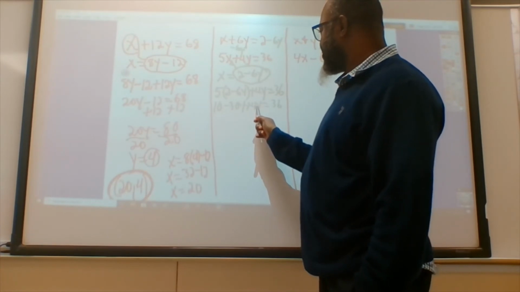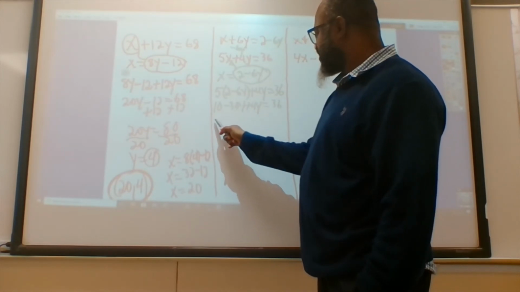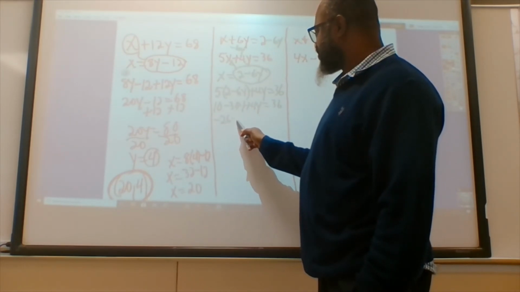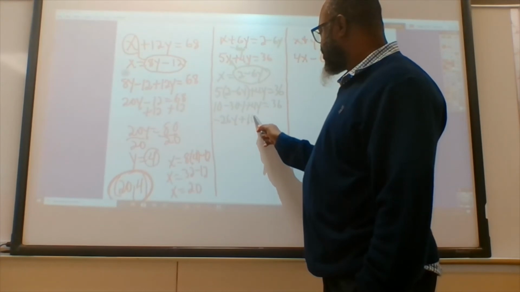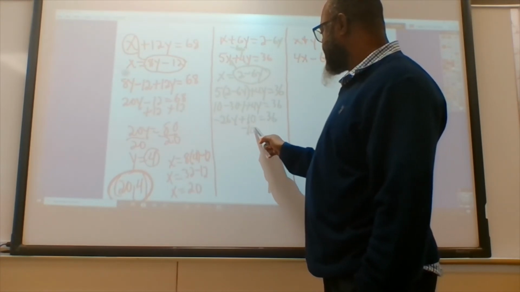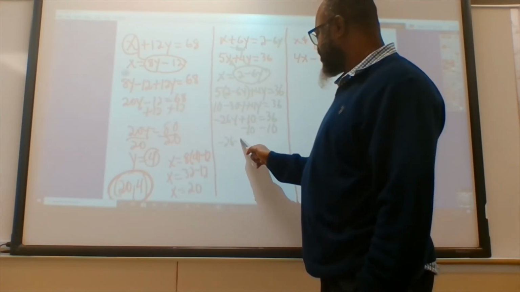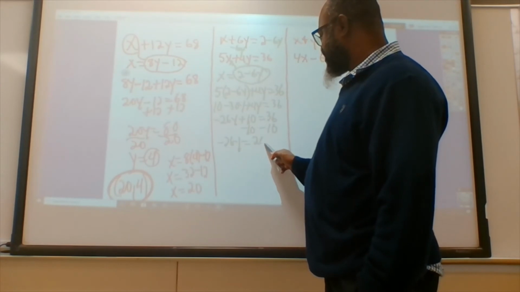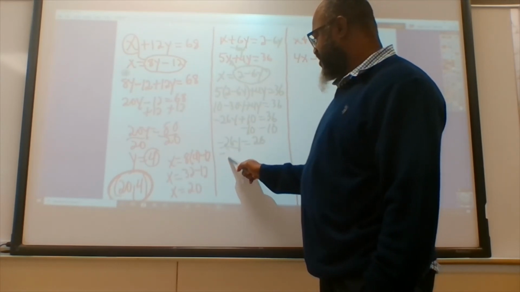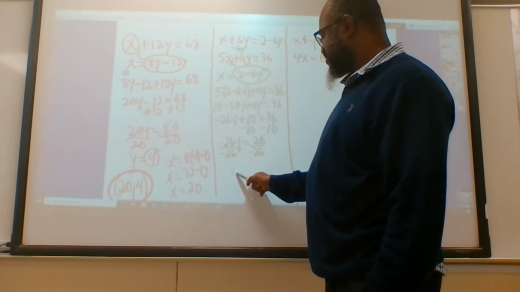That's going to give me negative 26y plus 10 is equal to 36. I'm going to subtract 10 on each side. I will have negative 26y is equal to 26, divided by negative 26. Then in this case, y is negative 1.